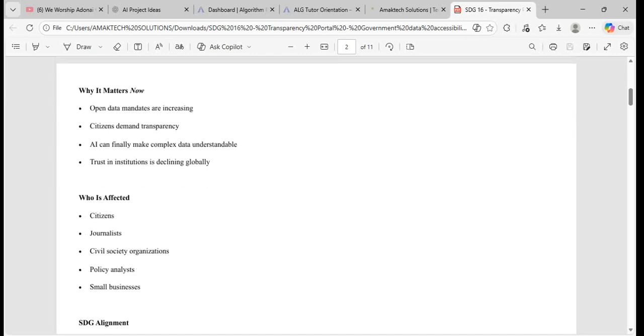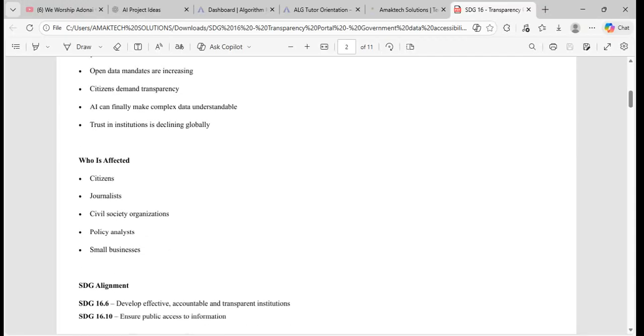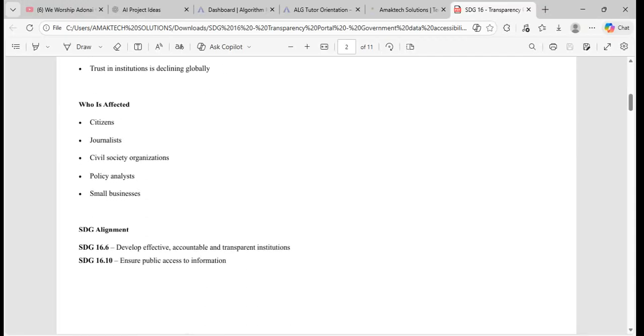And then, who is affected? Citizens are affected most because they are the ones who can hold public entities accountable. Journalists are also affected, as well as civil society organizations, policy analysts, and small businesses.